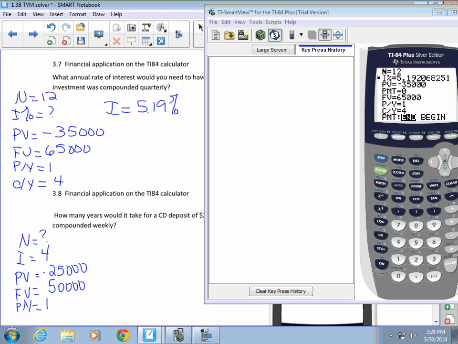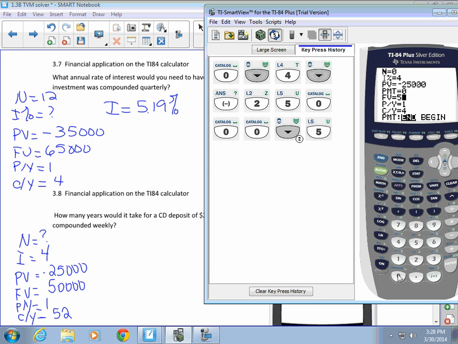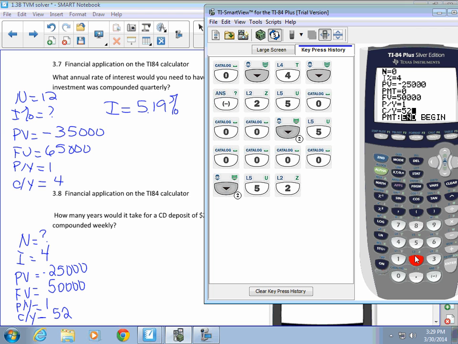Payments per year is 1. Compounds per year. So this one is being compounded weekly. So there are 52 weeks in a year. So our N is at 0. Our interest was at 4. We're investing, of course we can't have the same, we have to change it every time, 25,000. Payment is 0. We want to end up doubled, so 50,000. And we're doing this weekly, so it's 52. So once you have those values in there, you go back up to your N, alpha, enter, 17.33 years.